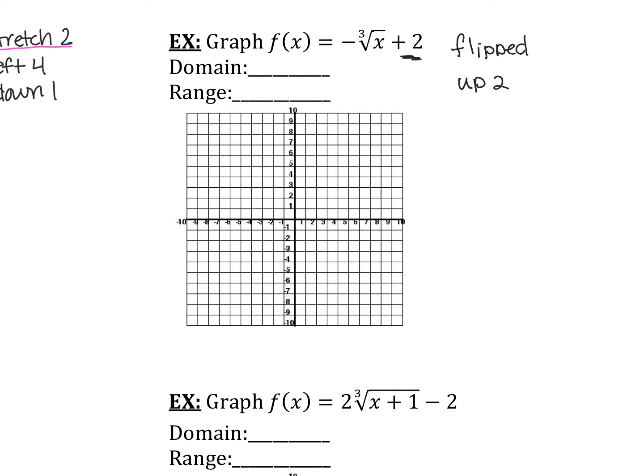This is outside of the radical, so this needs to go up too. So my parent function looks like this. Wait, why is it up? It's not inside the square root or inside the root. It's a cube root. It's not inside the cube root. It's outside. So it's the k value. The flip, I'm going to do the flip first. And I'm going to do that in pink.